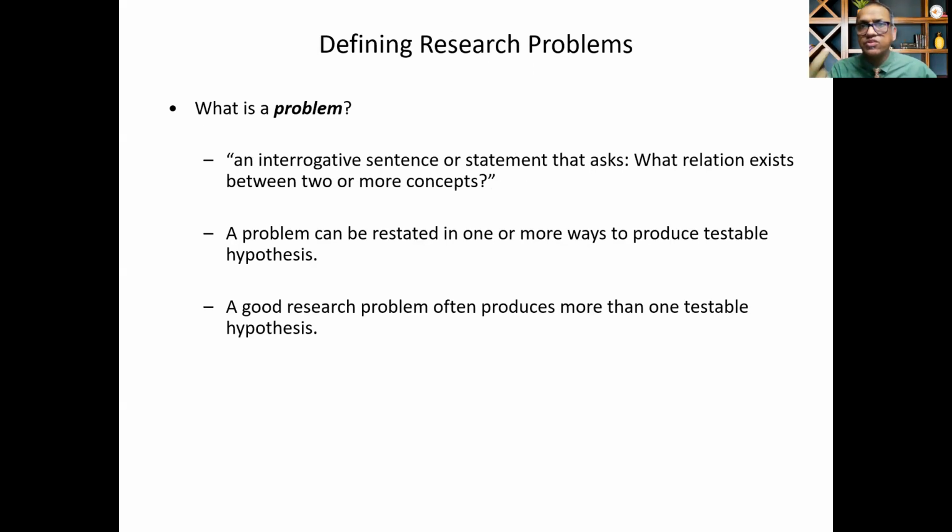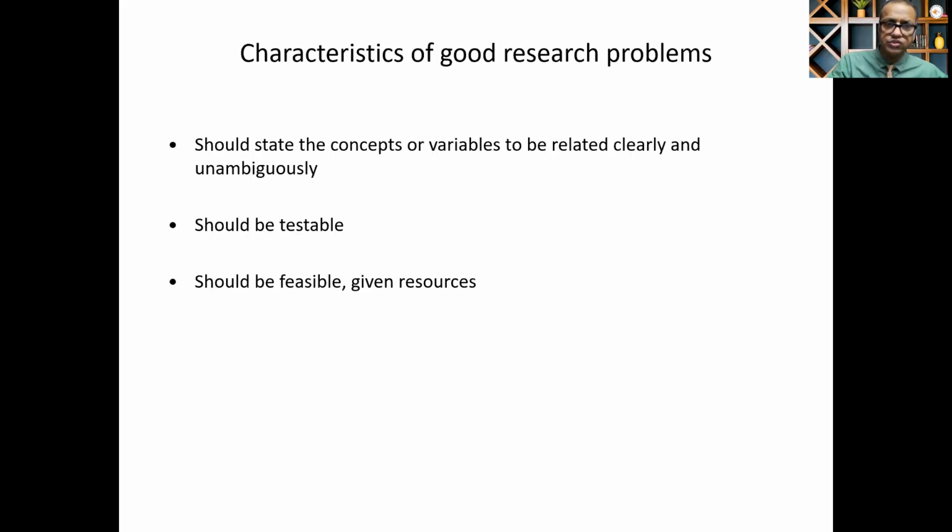What is the problem? When I'm saying research problem, defining the problem is very simple. A problem is an interrogative sentence or statement that asks what relation exists between two or more concepts. Then a problem can be related in one or more ways to produce a testable hypothesis. As I said first also, testable hypothesis. A good research problem often produces more than one testable hypothesis.